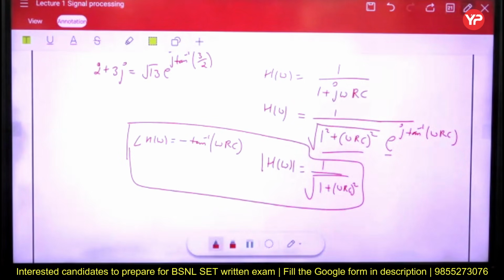Understood how we calculate the angle and the magnitude of this transfer function h of omega? Clear to everyone or not?